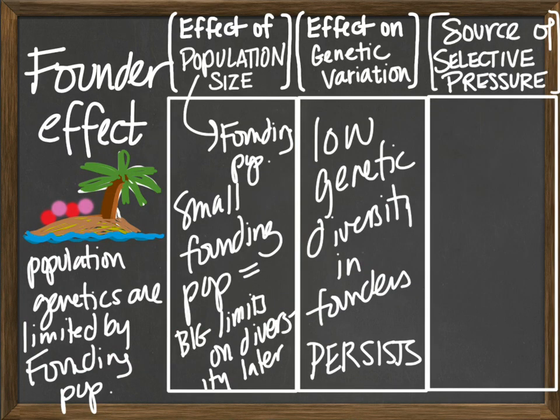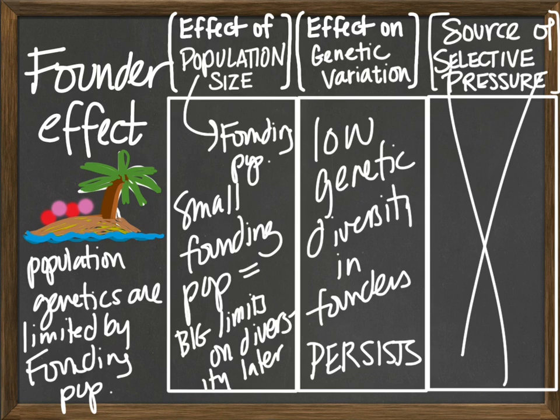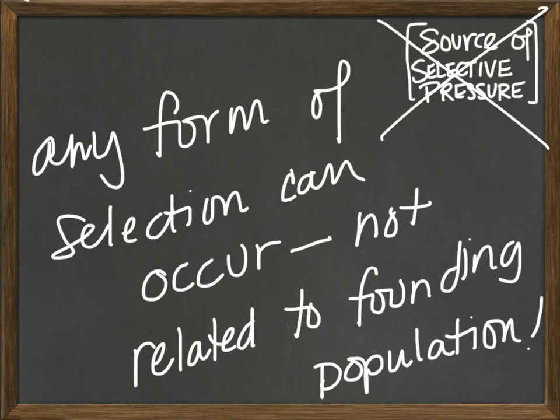Well, what about selective pressure and founder effect? This isn't really such a question with founder effect, because founder effect is more something that affects the evolution of populations at the start. Once you then go ahead and let that population keep moving forward on its own, any form of selection can occur: artificial, natural, sexual. It's not related to the founding population. It kind of happens on top of whatever diversity you've established.